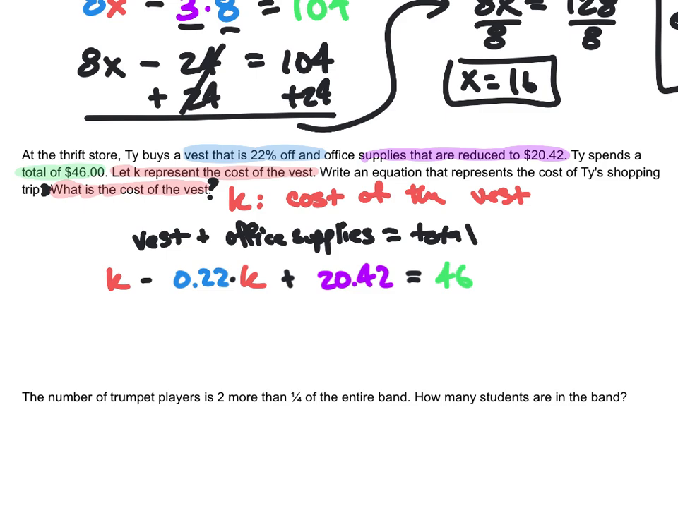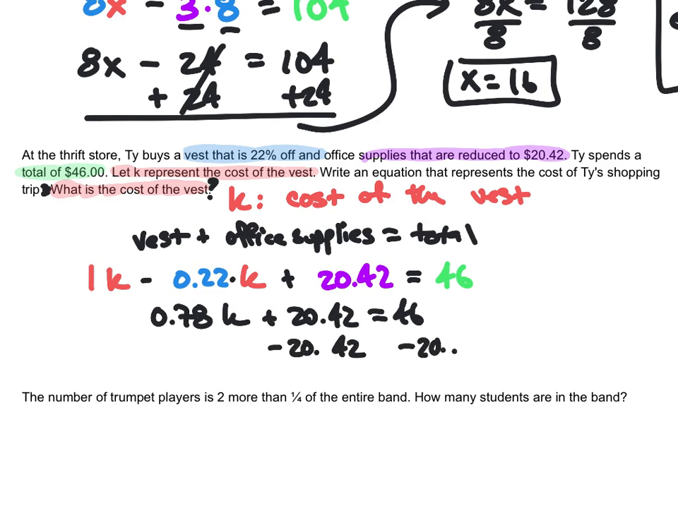And right here, out front of the K is a 1. So 1K minus 0.22K means that we're going to get 0.78K plus $20.42 is equal to 46. So now we just have a two-step equation from here. I'm going to subtract 20.42 from both sides.